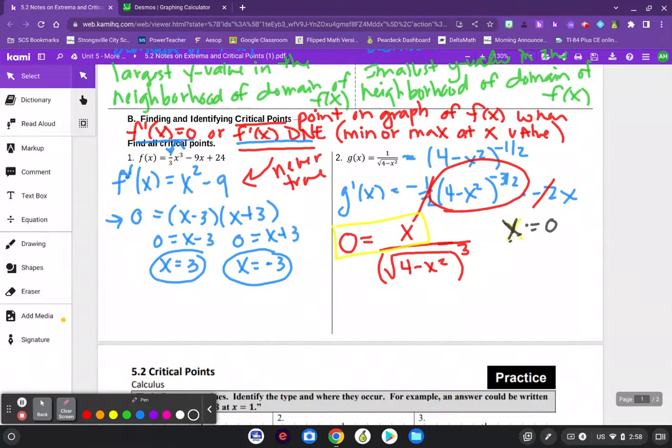Now, I also need to determine when this does not exist. So when does g prime of x not exist? Well, it's not going to exist if my denominator is equal to 0. If my denominator is equal to 0, then the overall function doesn't exist because I'm not allowed to divide by 0. So now I got to find the x that would make the denominator be equal to 0. This is that whole domain restriction thing that we did back in, I think it was unit 2 or something.